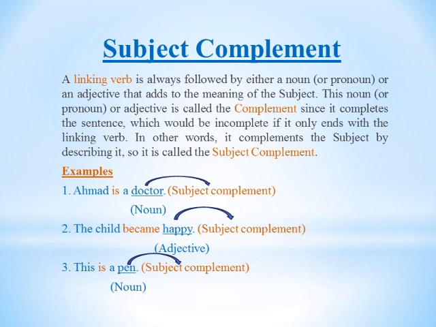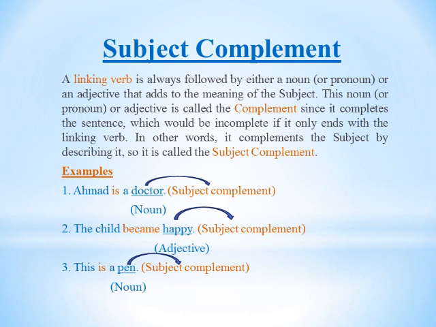Dear students, our next topic in our today's lesson is subject complement. We all know that a linking verb is always followed by either a noun or pronoun or an adjective that adds to the meaning of the subject. This noun or pronoun or adjective is called the complement since it completes the sentence, which would be incomplete if it only ends with the linking verb. In other words, it complements the subject by describing it, so it is called the subject complement.